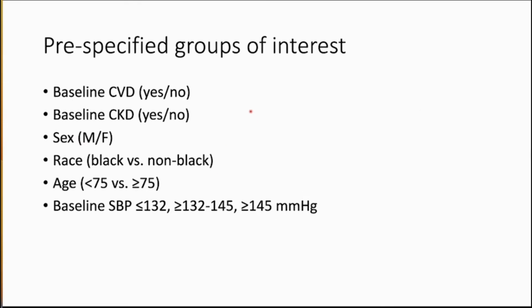And there were pre-specified groups of interest: baseline cardiovascular disease, yes or no; baseline chronic kidney disease; gender; race was considered; age, less than 75 or older than 75; and then starting blood pressure, as in those 3 categories shown there.